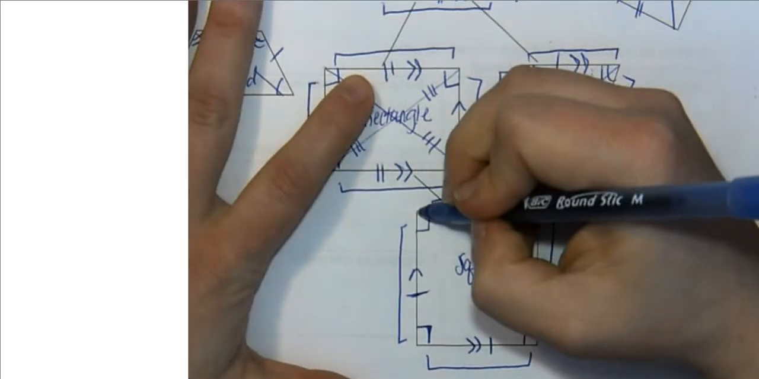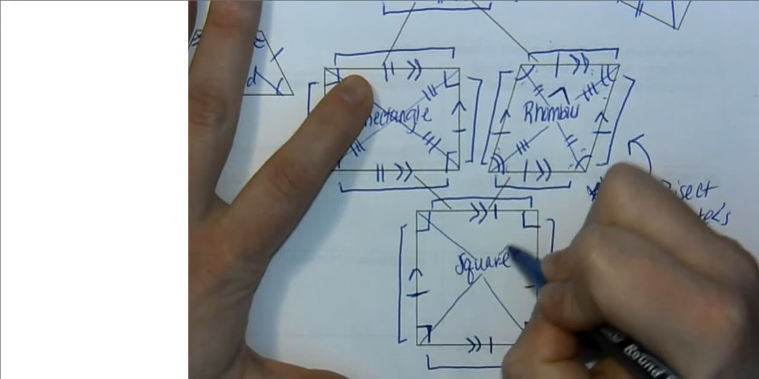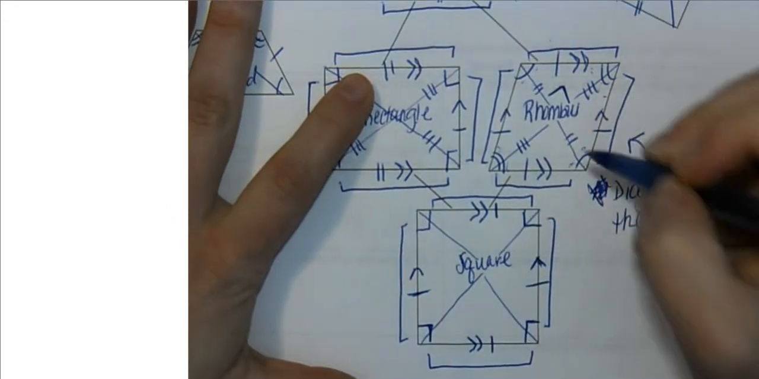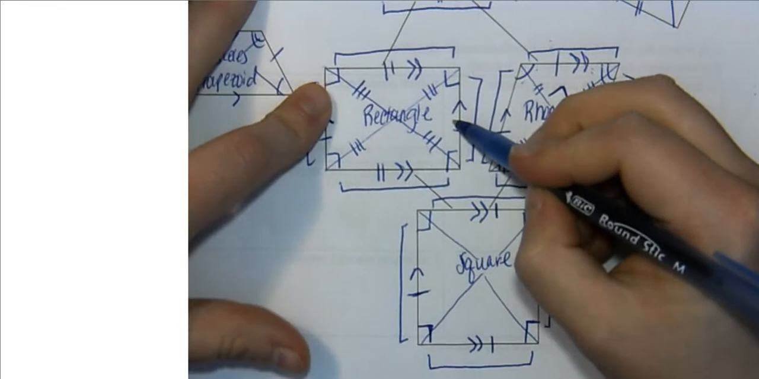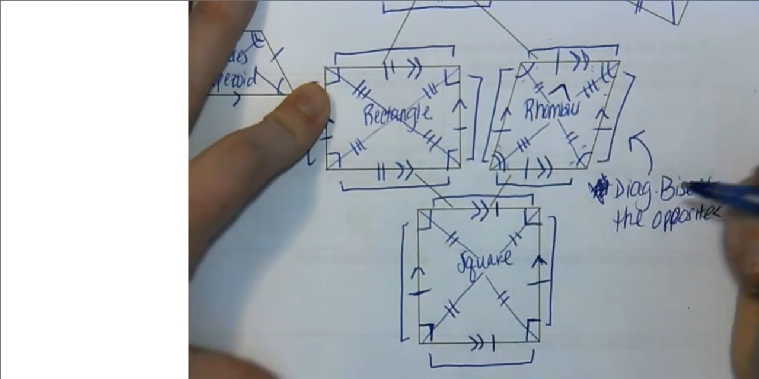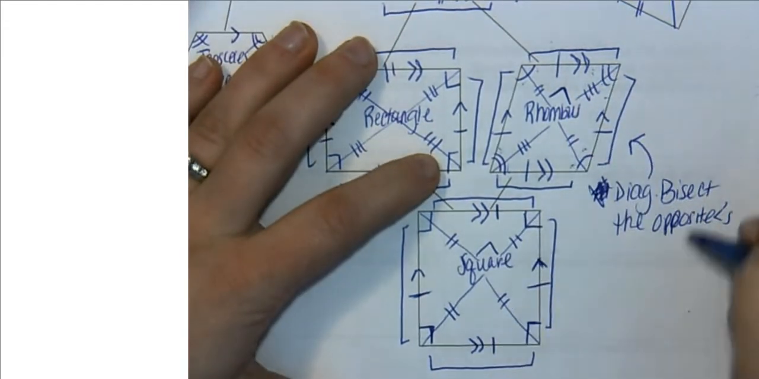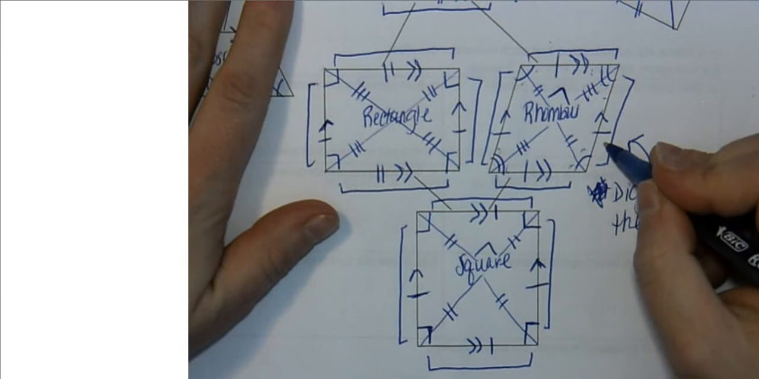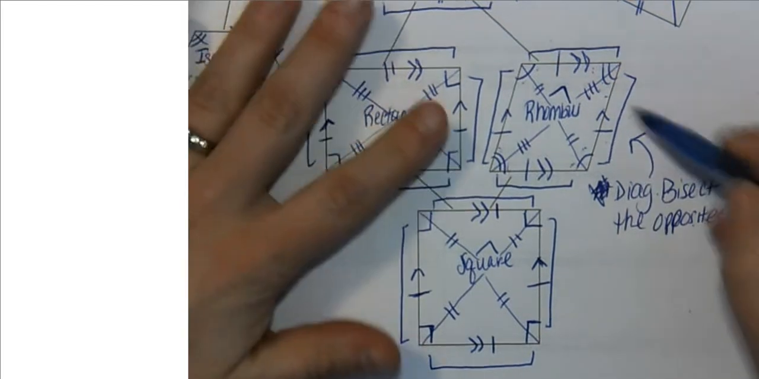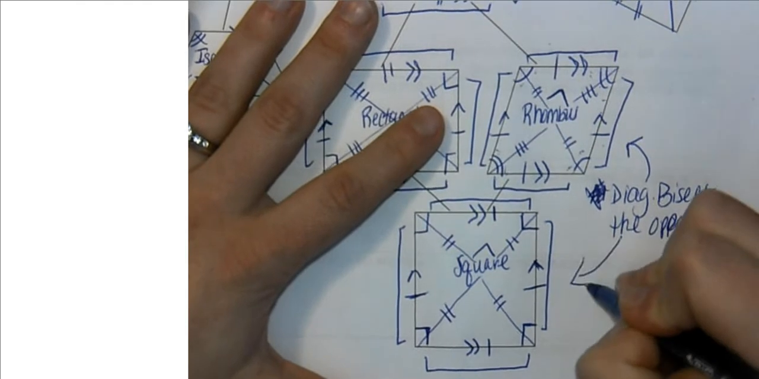The diagonals do bisect each other. They bisect each other, but more specifically, they're congruent, just like a rectangle. And they intersect to form right angles, just like a rhombus. But the diagonals bisect the opposite angles as well, just like a rhombus.